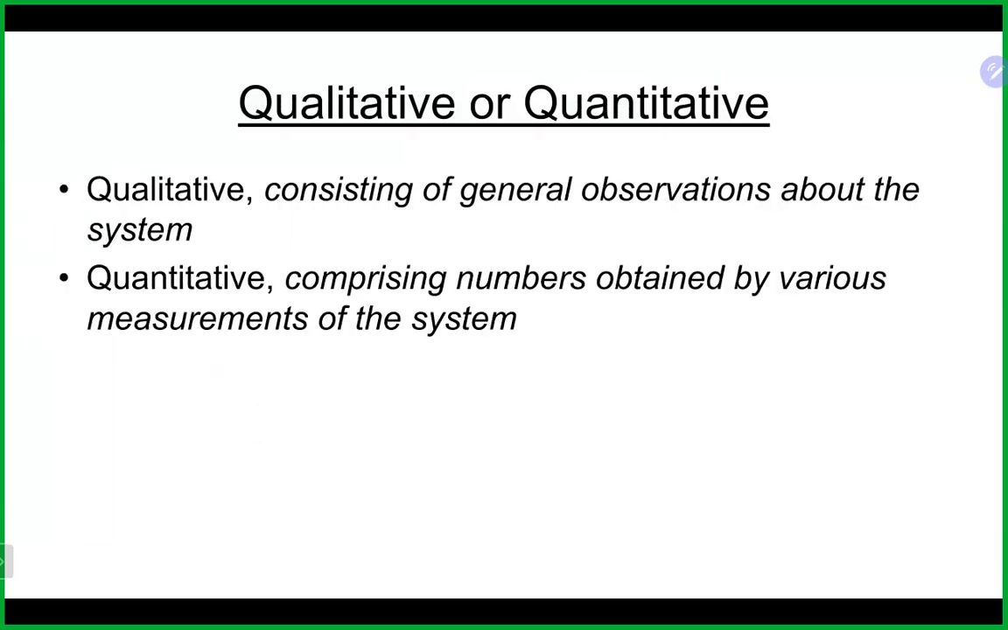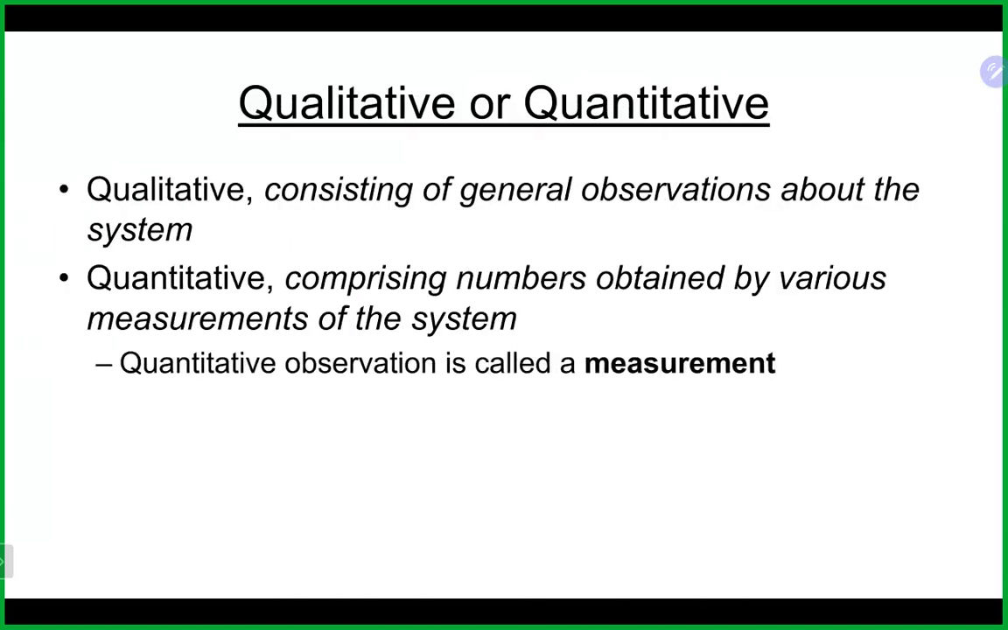So let's talk a little bit about the difference between two types of words and observations versus measurements. We have qualitative versus quantitative. Qualitative consists of general observations about a system. So you're doing an experiment, you look at it and go, looks green, looks purple, a solid form. Those are all observations that pretty much do not involve any type of measurement. So a qualitative observation is one that is not involving any type of measurement.